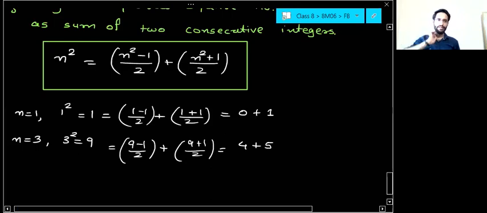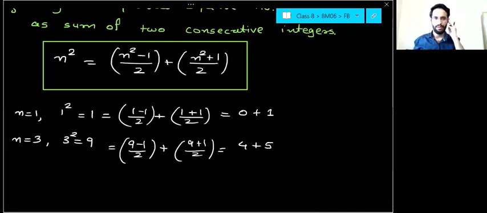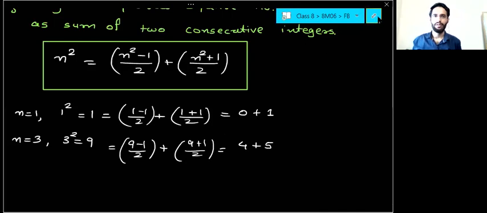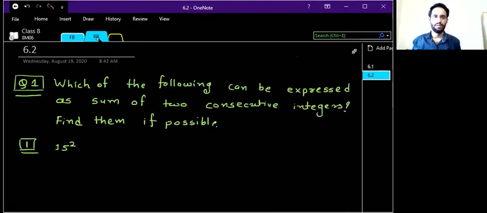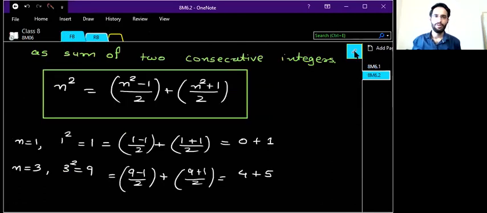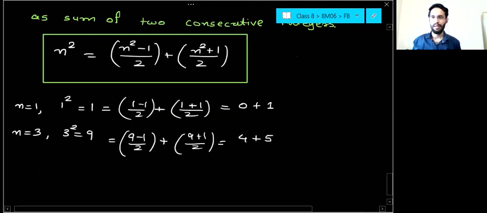Do you want to see more examples or is it enough? It's enough, right? Okay. So n equal to 3, 3 square equal to 9. This is 4 plus 5. Let me show you one more example, and then another example we can see in the exercise.